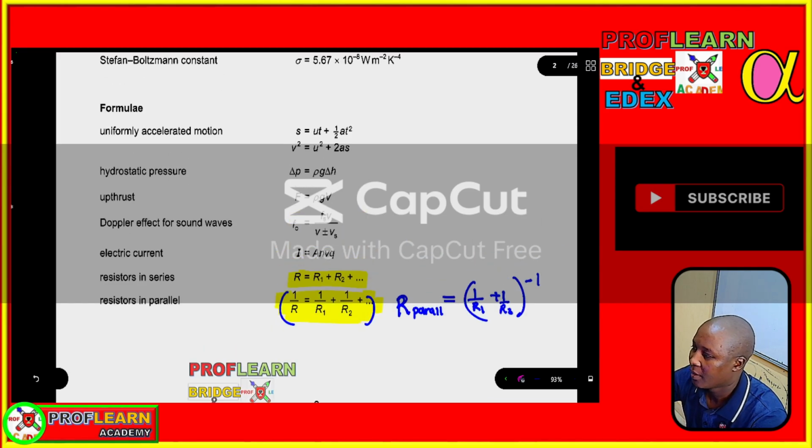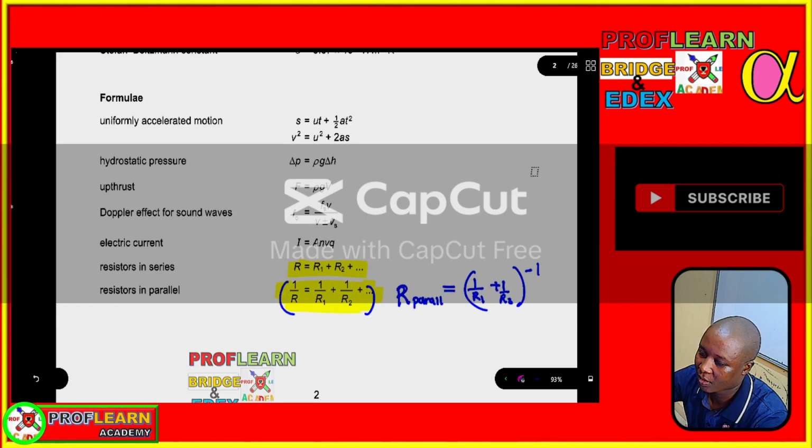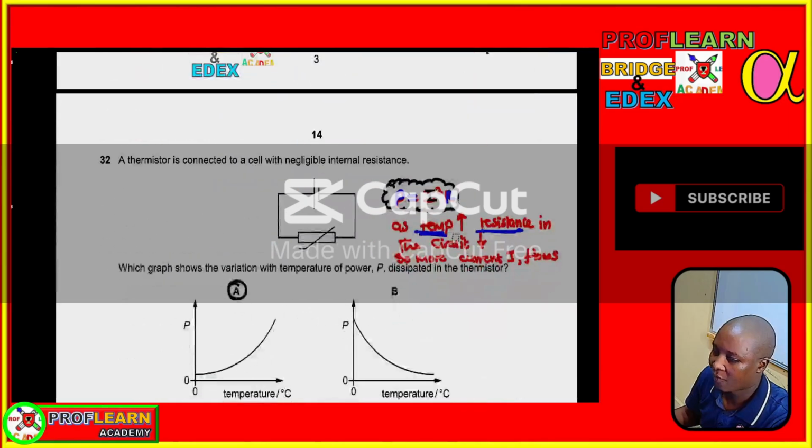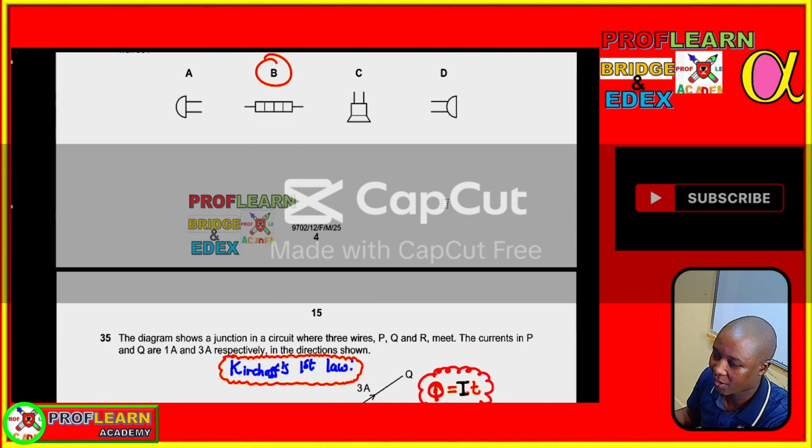Another formula you'll be using is this one also: current is equal to cross-sectional area times number density of charge carriers, times drift velocity, times the charge of an electron. Those formulas should be live in your mind. You should be able to remember them for safety and for security purposes.